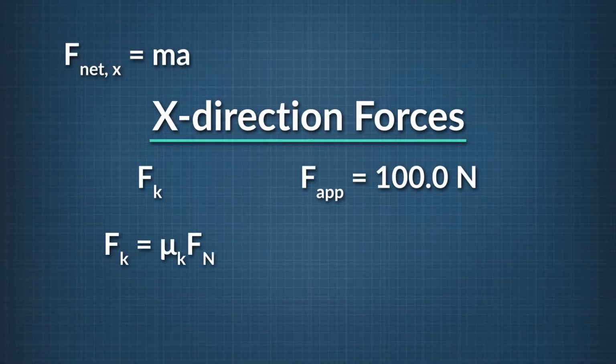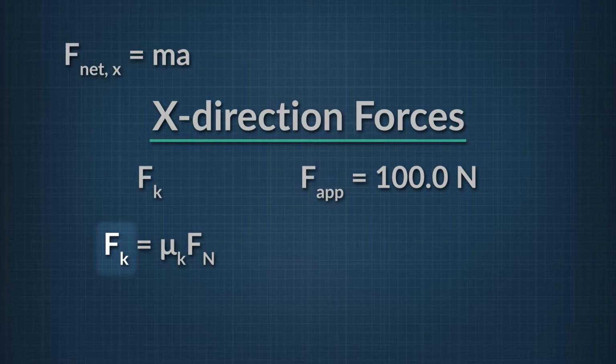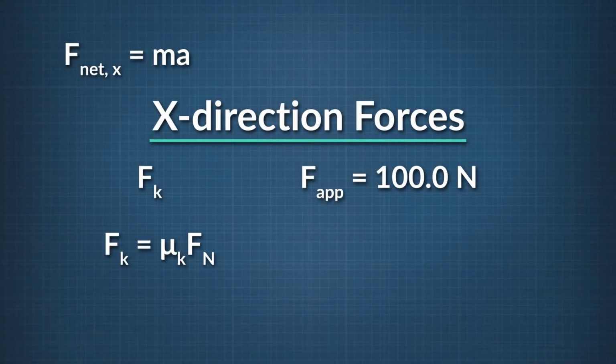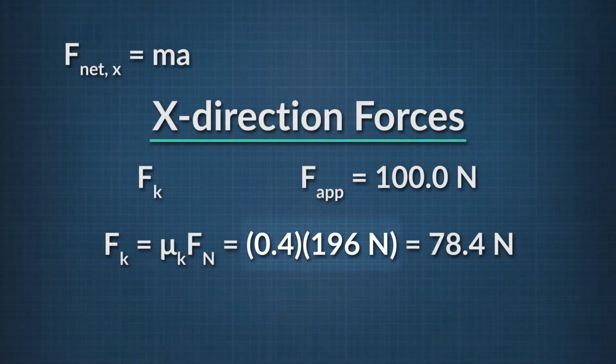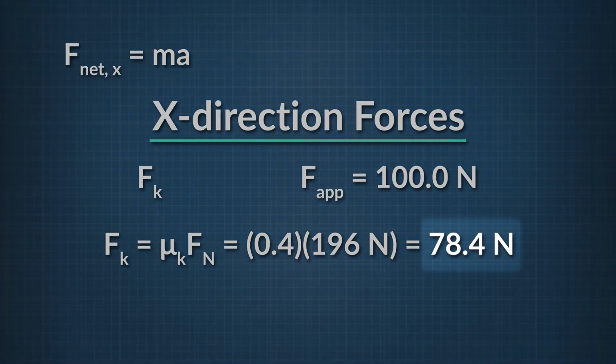To find the magnitude of our frictional force, let's recall our equation. Force due to kinetic friction is equal to our coefficient of kinetic friction times the normal force. So kinetic friction is equal to 0.4 times 196 newtons, or 78.4 newtons.